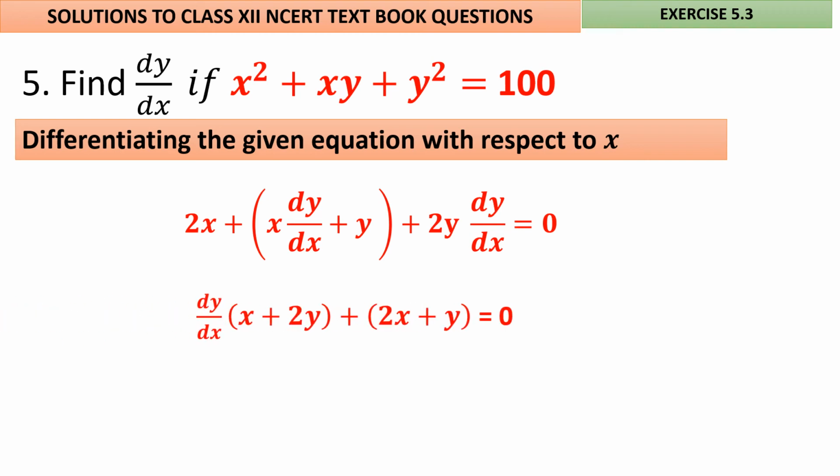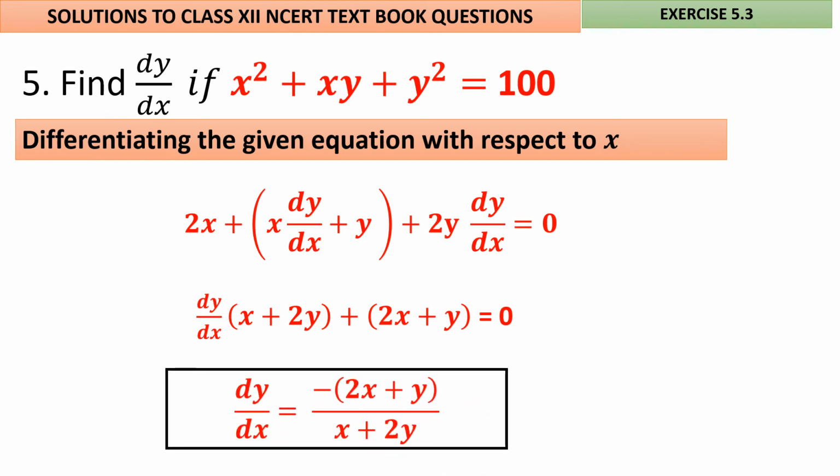Collect all dy by dx. It will be dy by dx multiplied by x plus 2y, and the term not containing dy by dx is 2x plus y. Therefore, dy by dx is minus of 2x plus y upon x plus 2y.